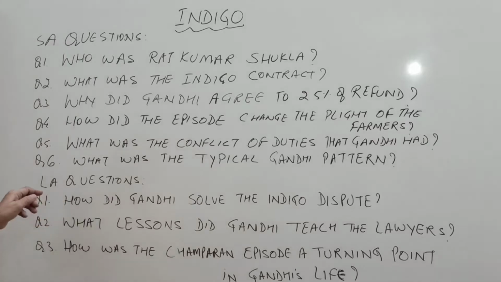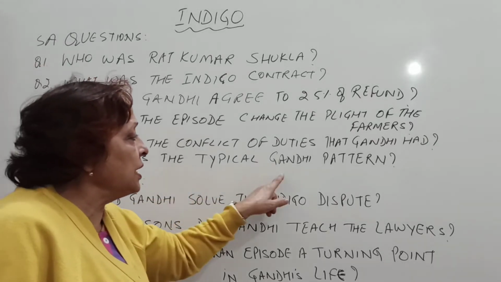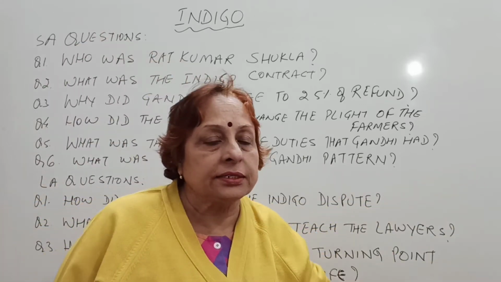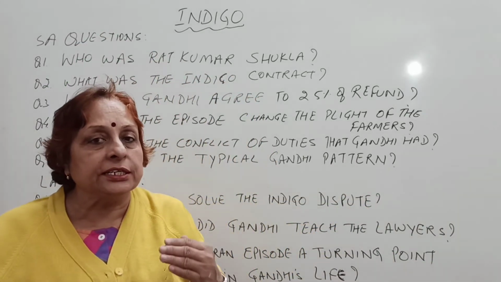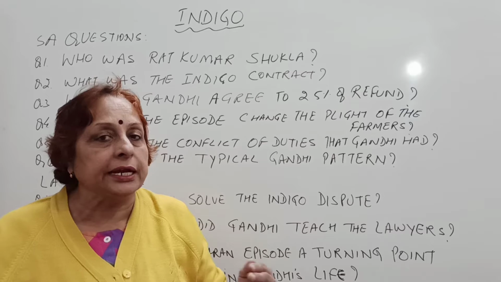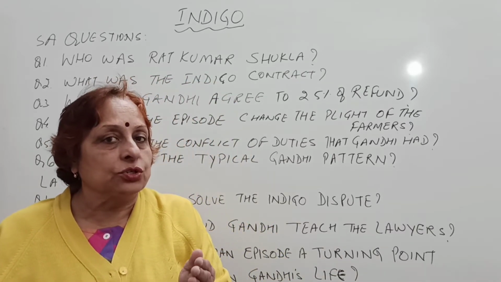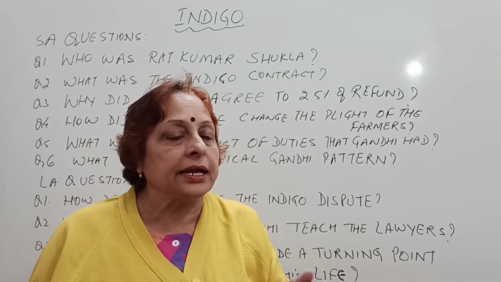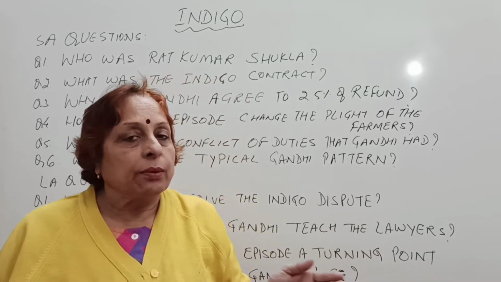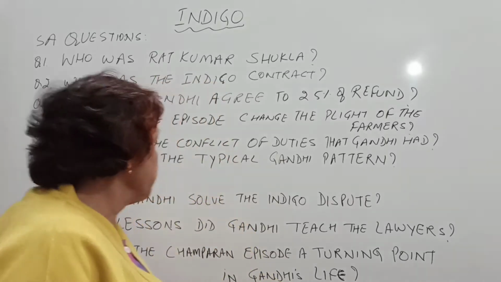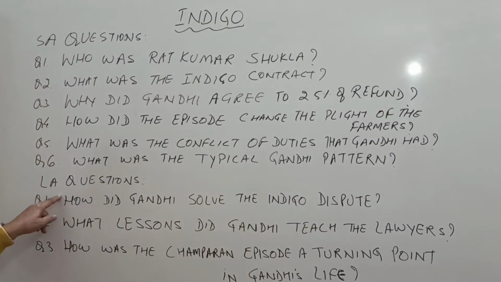Now the next question is, what was the typical Gandhi pattern? The typical Gandhi pattern was that his politics were intertwined with the practical day-to-day problems of the millions. His loyalty was not to ideas and abstractions, but to living human beings. Now the long answer question 1.